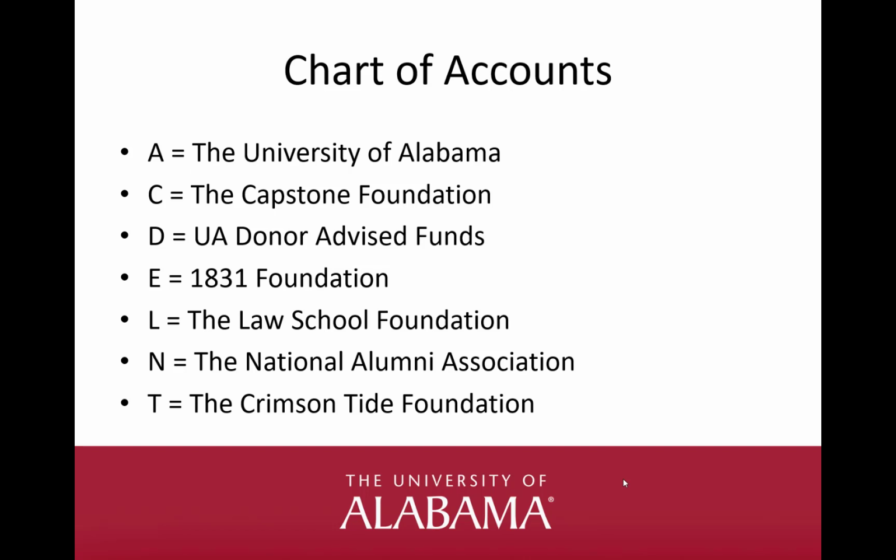Chart C, the Capstone Foundation. D, UA Donor Advised Funds. E, 1831 Foundation. L, the Law School Foundation. N, the National Alumni Association. And T, the Crimson Tide Foundation. The most important thing to take away from this slide is that most users only work with Chart A, the University, and Chart C, Capstone Foundation.